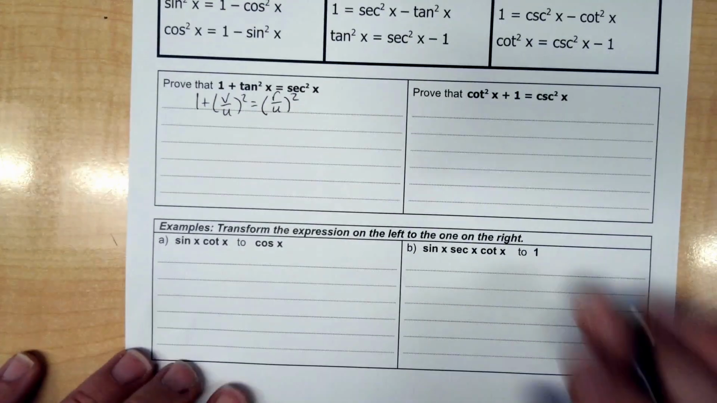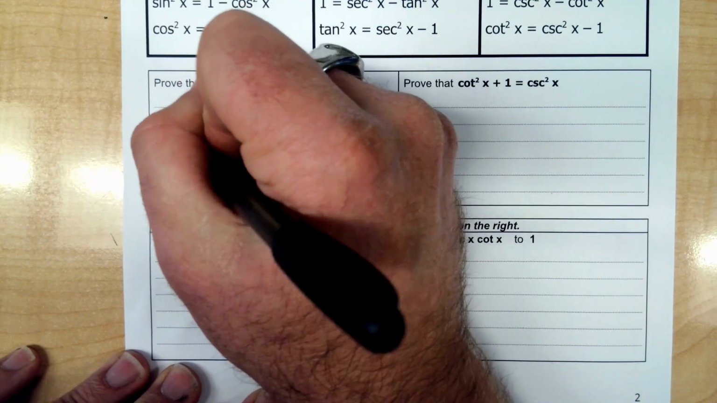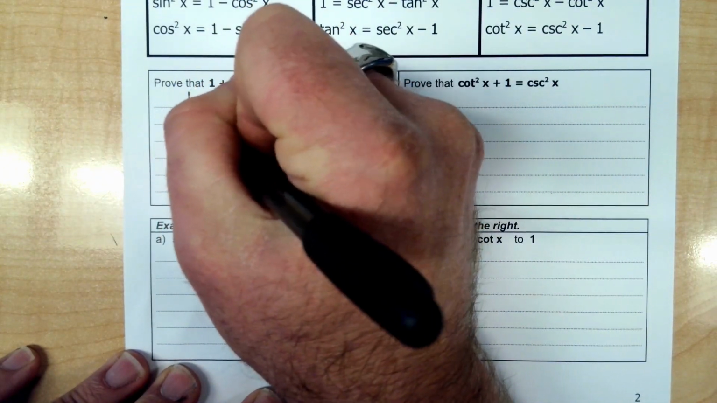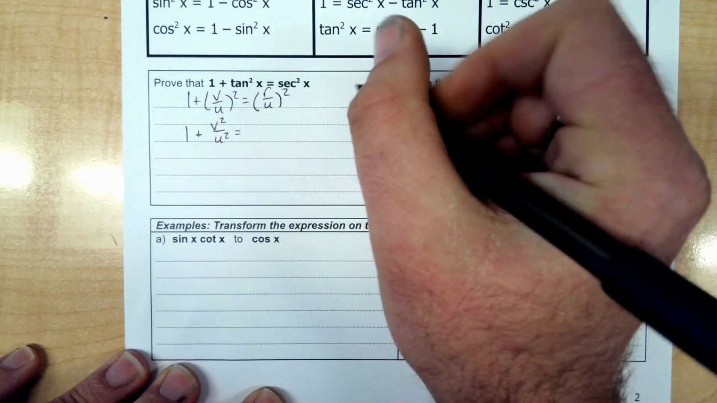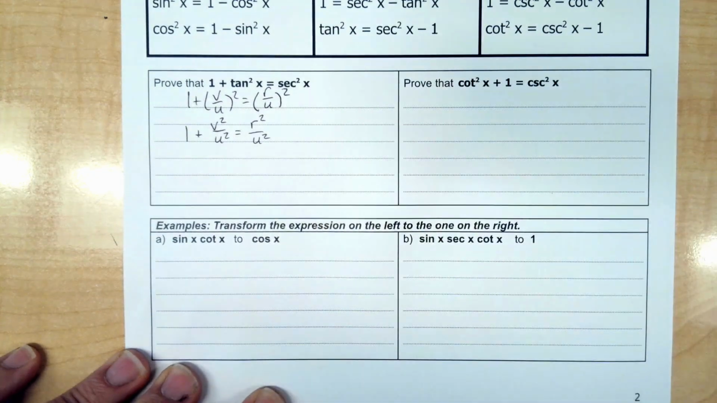Again, because of how exponents work across parentheses, I can now turn this into 1 plus v squared over u squared equals r squared over u squared.